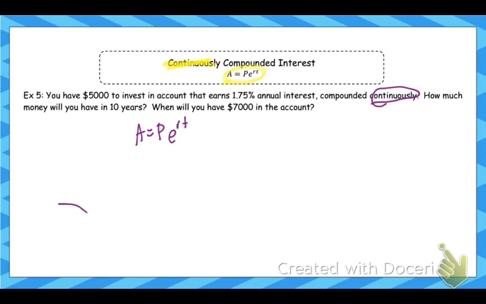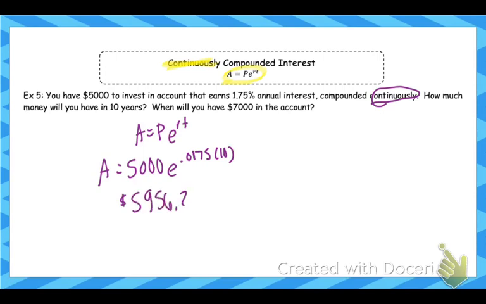All right, question 1: how much money will you have in 10 years? So let's plug in our values. 5,000 is P, e is the base e, r is 0.0175, t is 10 years. I can just plug this straight into Run Matrix and look at the value that I get, which is $5,956.23.